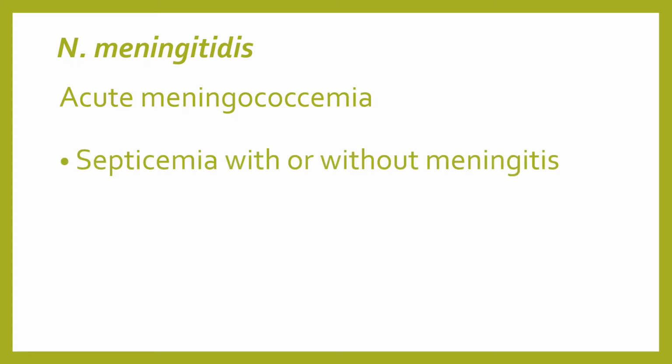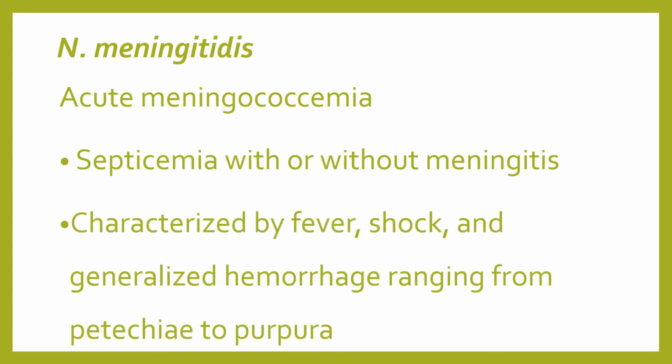Neisseria meningitidis, especially acute meningococcemia, can be rapidly fatal. The mortality rate is around 25% or higher if not treated promptly. Acute meningococcemia can have septicemia with or without meningitis. It is characterized by fever, shock, and generalized hemorrhage, ranging from petechiae to purpura.